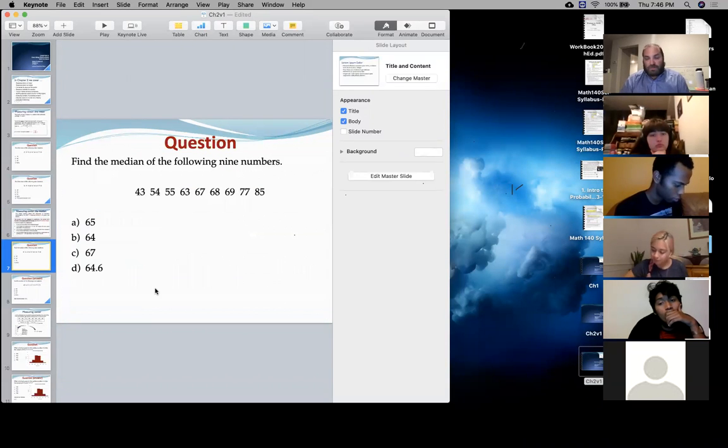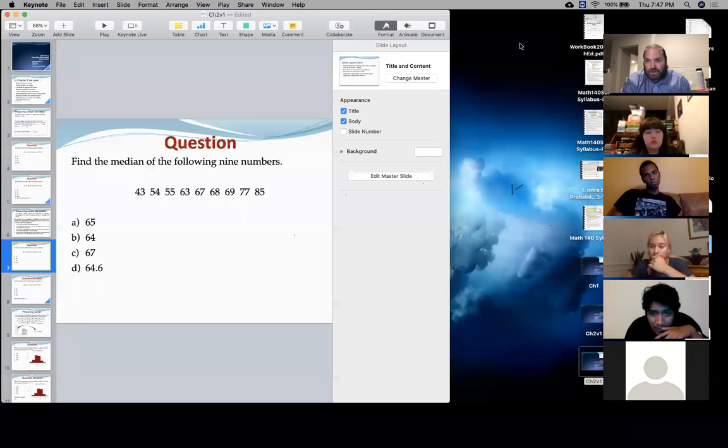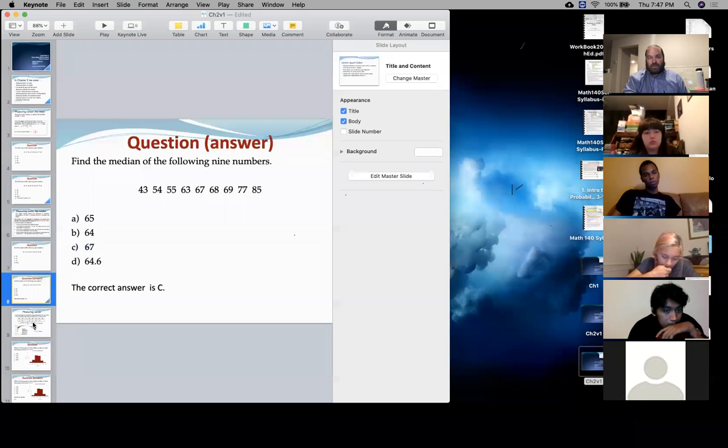So question, I guess we already did this one. I kind of jumped the gun a little bit, my apologies. But find the median of the following 9 numbers. I'm not gonna do a poll here because I essentially just gave the answer. So what is the answer to this one? 67, we've already answered that question. Let's move on.